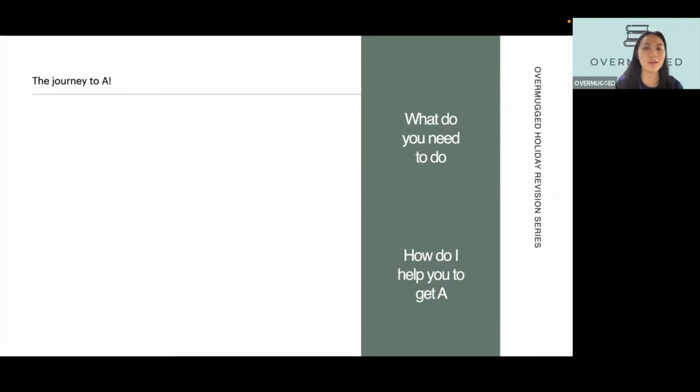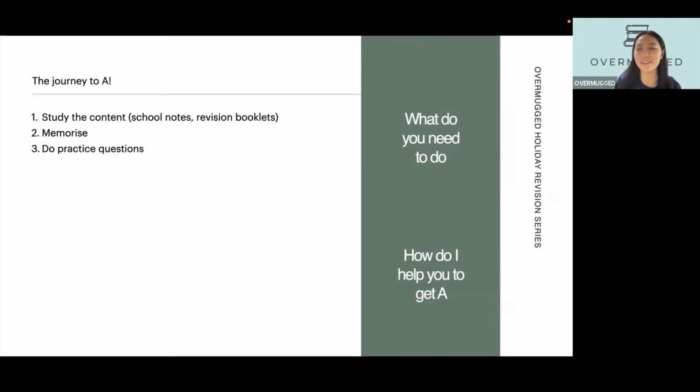So the journey to A, what do you need to do and how can I help you to get that A? There are things that it doesn't matter if you get tuition or not. You have to do it yourself. There's no one that can help you with these, and these are studying, right? You just have to study, work hard, study the content in maybe school notes, maybe the revision booklets that you buy from Popular, and you have to memorize.